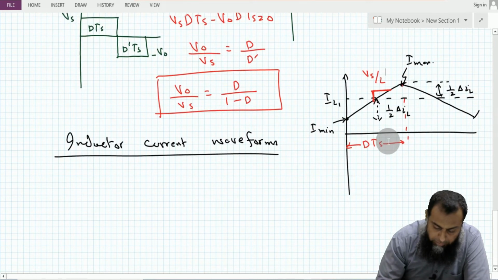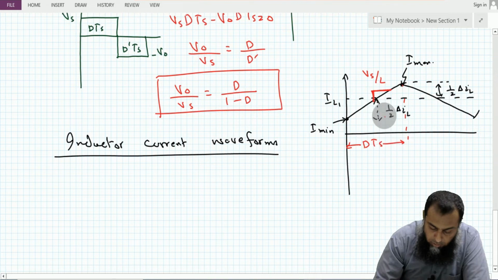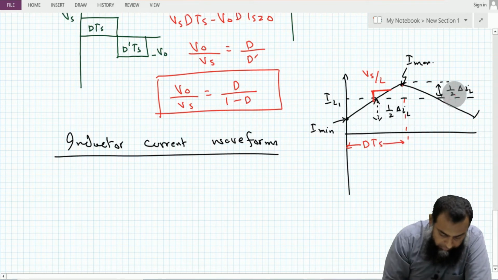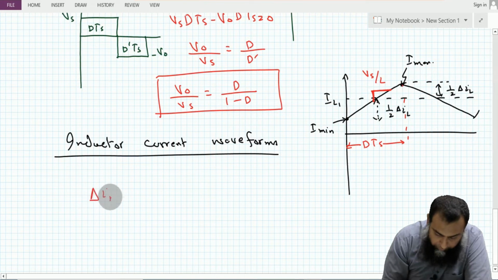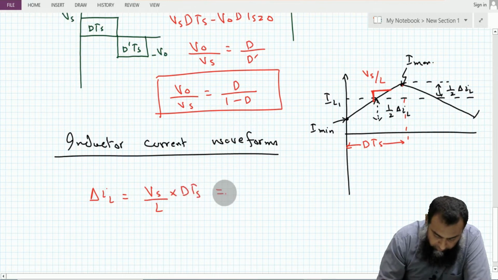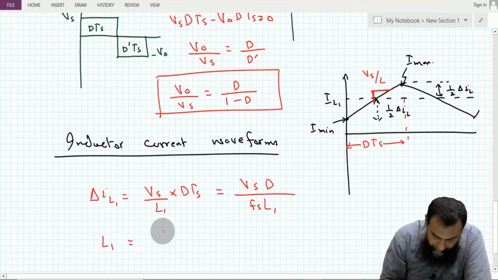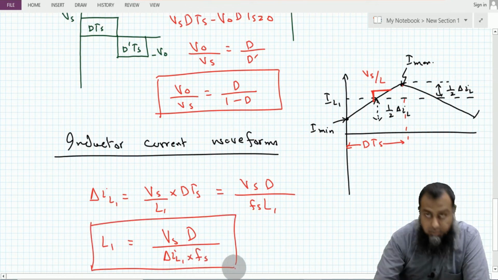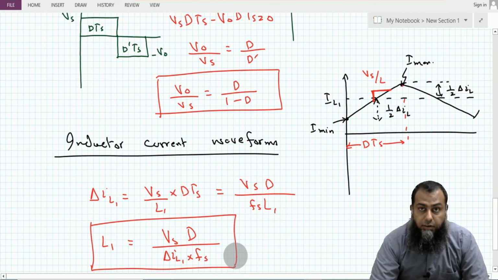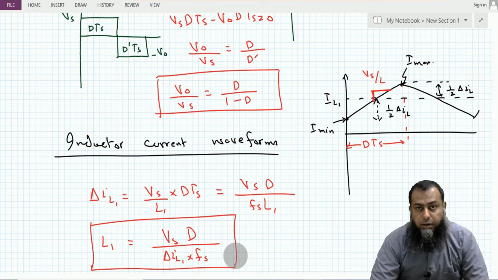So based on this peak-to-peak ripple, which is equal to the sum of this half of delta IL and this half of delta IL, the combined delta IL is equal to Vs over L into DTS, and that is equal to Vs d over Fs into L. Based on this, L1 becomes equal to Vs d over delta IL1 into Fs, and this gives me the value of the inductance required for a given inductor based on the ripple component of the inductor current.